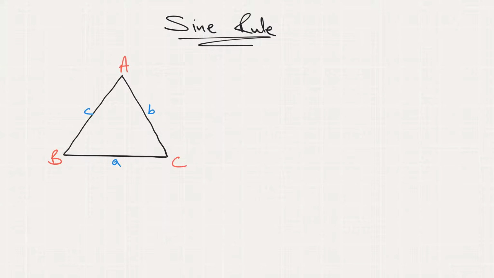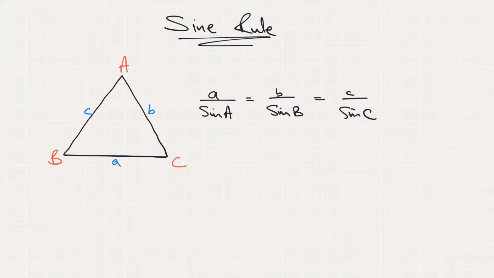Now we can prove this rule using the area of a triangle, but for now we'll just jump straight into it. The sine rule states that little a, or side A, divided by sine of angle A is equal to side B divided by sine of angle B, which is equal to side C divided by sine of angle C.